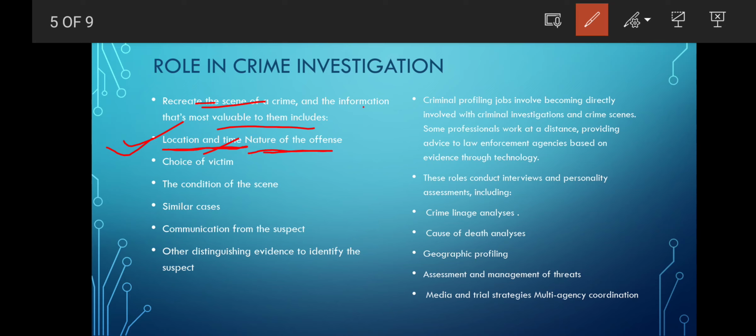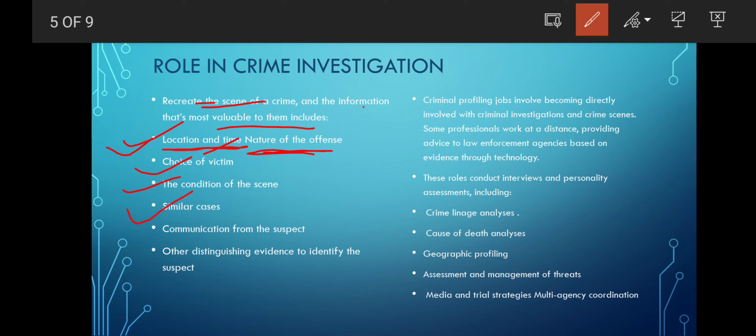Then nature of the offense, like what type of offense, meaning whether it is a sexual crime or another type of crime. Then choice of victims, so what type of victims are attacked in that particular case. In some cases only children are abused. Then the condition of the scene, meaning whether it is indoor, outdoor, or in some cases related to water, like after a murder the criminal throws the body into the water.